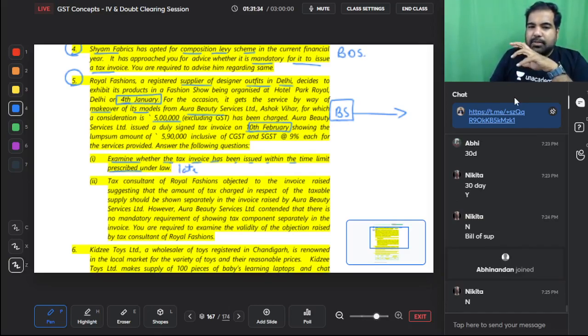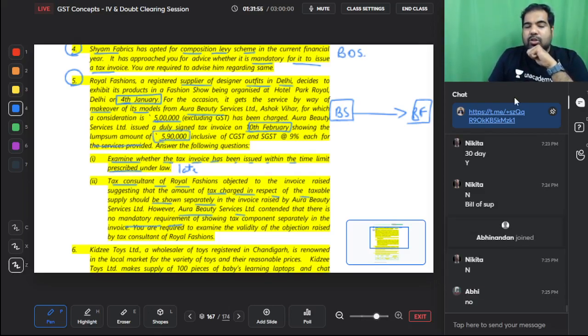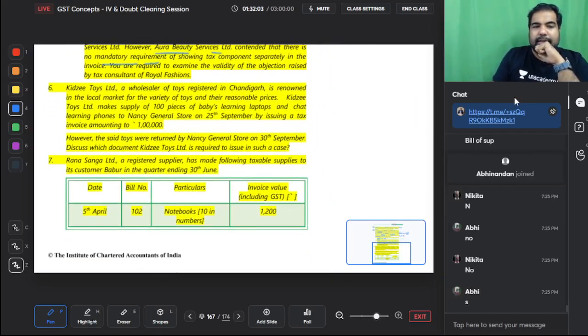Next, guys, is a very simple concept. The tax consultant of the recipient, Royal Fashions, has said that, listen, in the invoice, the tax charge has to be shown separately. But Aura Beauty Services says that there is no mandatory requirement, and they have put only one lump sum amount of 5,90,000. So you have to quote section 33 that amounts have to be shown separately. Yes, amounts have to be shown separately.